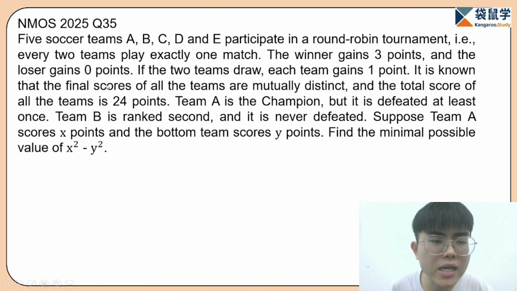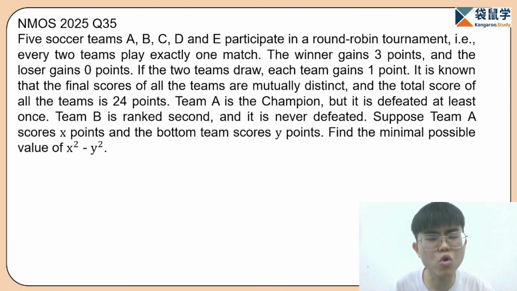It is known that the final score of all the teams are mutually distinct, and the total score of all the teams is 24 points. Team A is the champion, but it is defeated at least once. Team B is ranked second, but it is never defeated. Suppose Team A score X point and the bottom team score Y point. Find the minimum possible value of X squared minus Y squared.